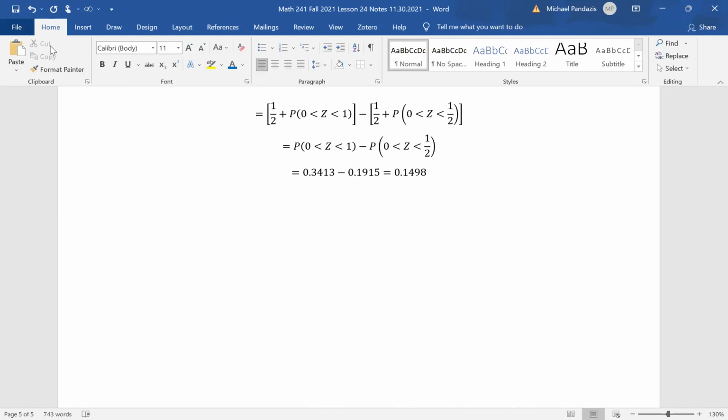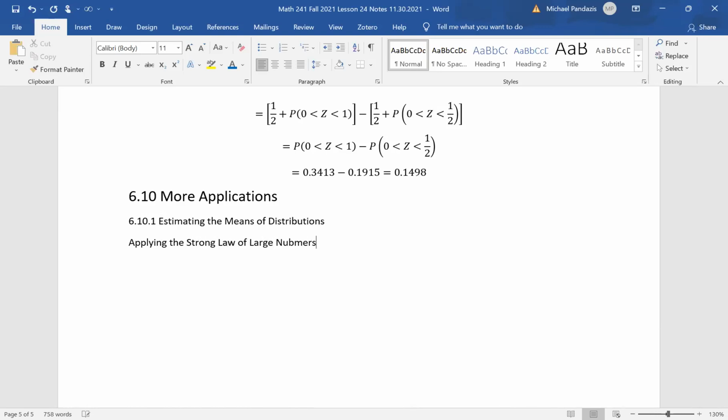Okay. So the next section is section 6.10. So 6.10 is on more applications. So 6.10.1 is estimating means of distributions. Okay, so applying the strong law of large numbers, we have the following method.